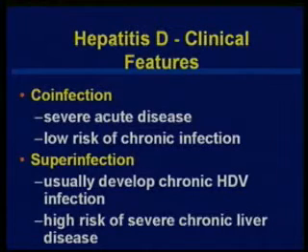Clinical features. So co-infection, severe acute disease, but a low risk of chronic infection. Compared to superinfection, which usually develops into chronic hepatitis D infection, and it has a higher risk of severe chronic liver disease. So in one case, the acute disease is bad, and in the other case, higher risk for severe chronic liver disease. Try to remember the distinction between those two.